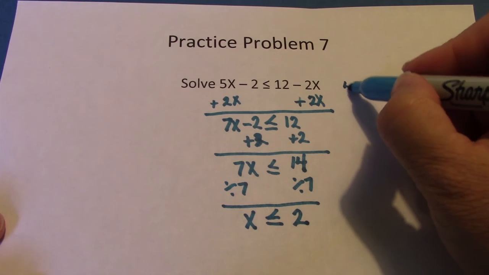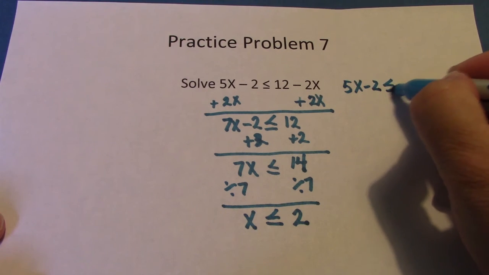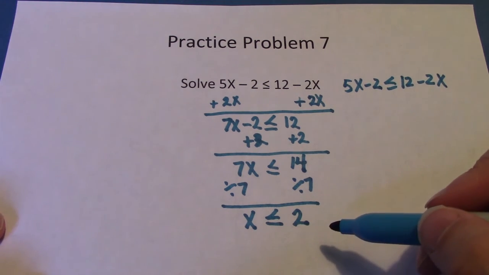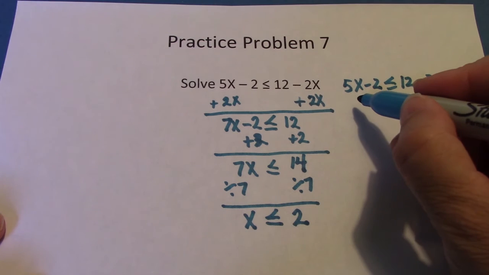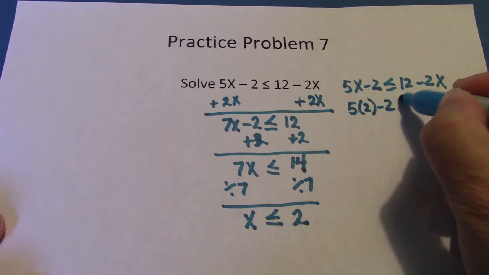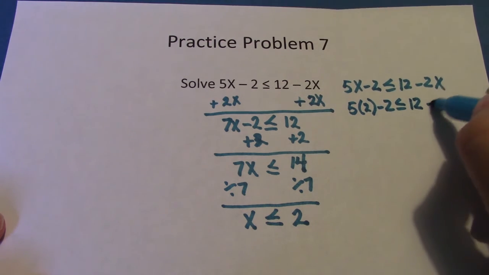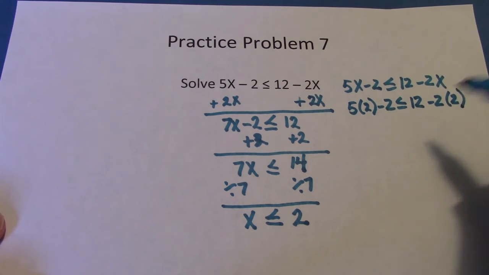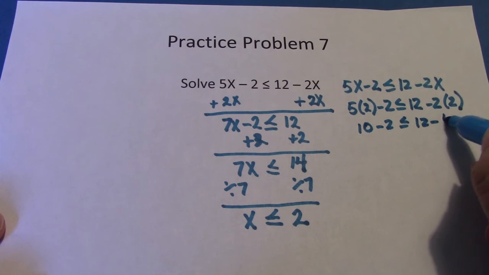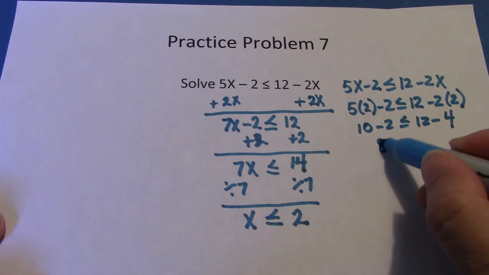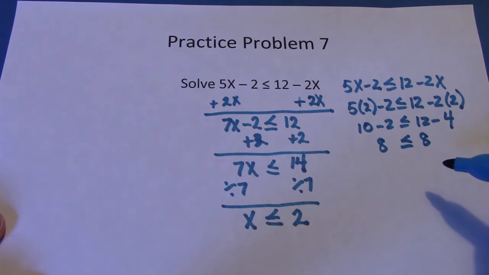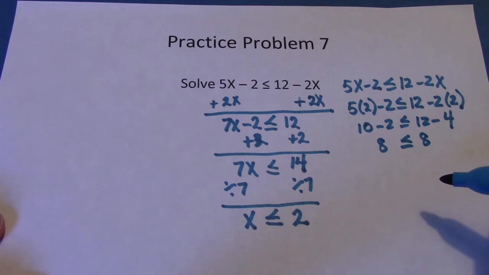So we can check our work by choosing any number that's less than or equal to 2. In fact, we can use 2. So let's take every time there's an x, we substitute 2, do the multiplication first, and 10 minus 2 is 8, less than or equal to 8. Well, in fact, 8 equals 8, so this checks out.